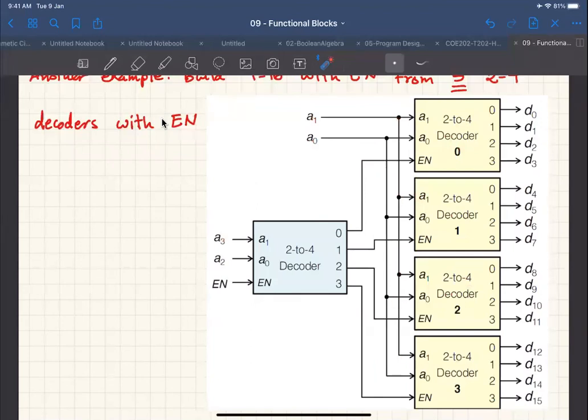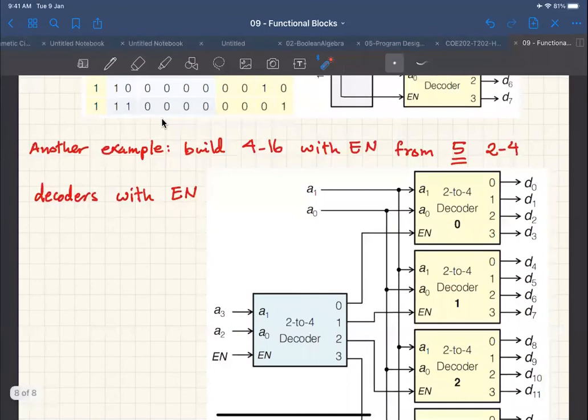For example, if this is 0, 0, then we have a 1 here and 0 here, 0 here and 0 here. So this decoder is going to be enabled. If we have a 0, 1 here, then this one is going to be enabled and the rest are going to be disabled. We also have an enable here because the requirement is to build a 4 to 16 with enable. If it wasn't with enable, then all we need is a normal decoder without any enable input. But we need the enable as part of the requirement.